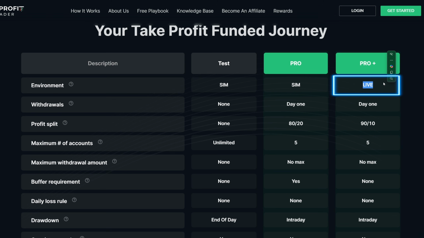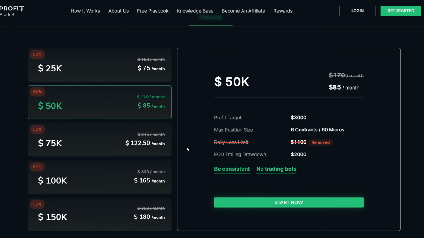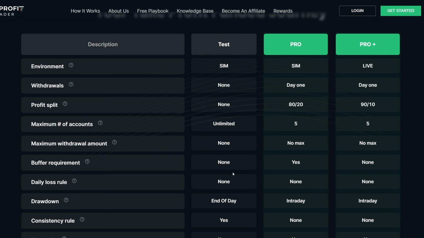So let's talk about what constitutes when you're available to go ahead and take a withdrawal. And for that, I'm going to come up here to these accounts. And in this example, let's take a look at the 50K account. Right here, you can see we have an end of the day drawdown of $2,000. Now, why I want to bring up the drawdown amount, this is going to be the buffer. And if we come right over here to the rules page, you can see the buffer requirement in the test account right here, none. Why? Because there is no chance of getting a payout.